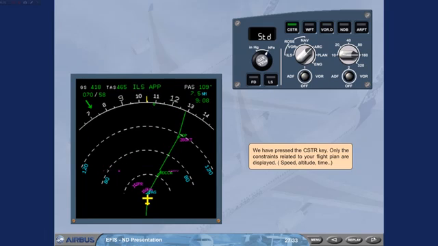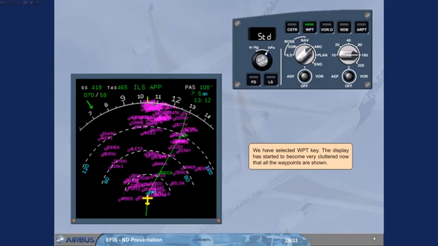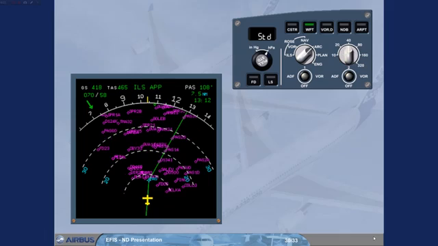We have pressed the constraint key. Only the constraints related to your flight plan are displayed: speed, altitude, time. We have selected the waypoint key. The display has started to become very cluttered now that all the waypoints are shown. We have turned the range selector to 40 nautical miles for you. As you can see, the display is a little less cluttered.